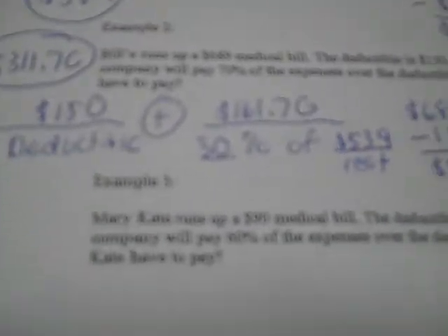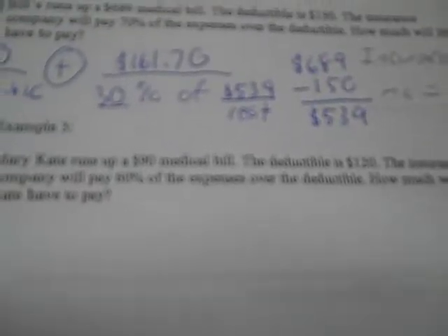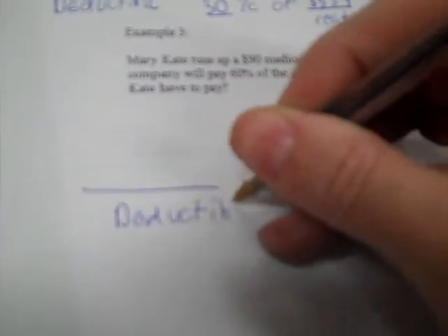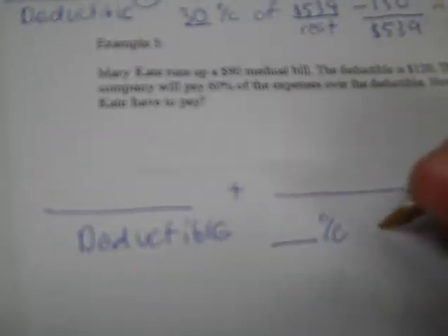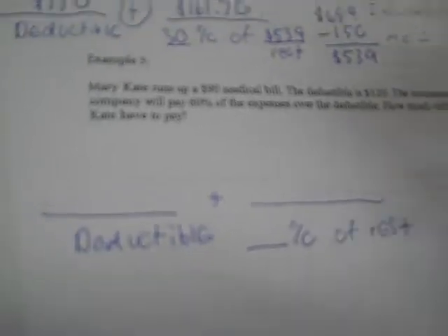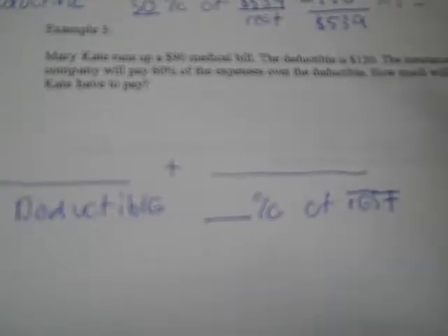Okay, number 3. Mary Kate runs up a $90 medical bill. The deductible is $120. The insurance company will pay 60% of the expenses over the deductible. How much will Mary Kate have to pay? So again, she has to pay her deductible plus blank percent of the rest. And then that's a blank too. Sorry about that, blank. And I'll have to fill these in as I go.